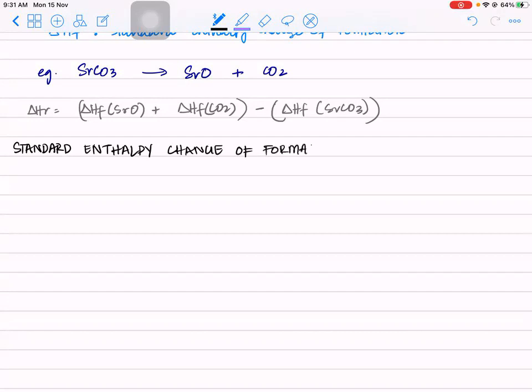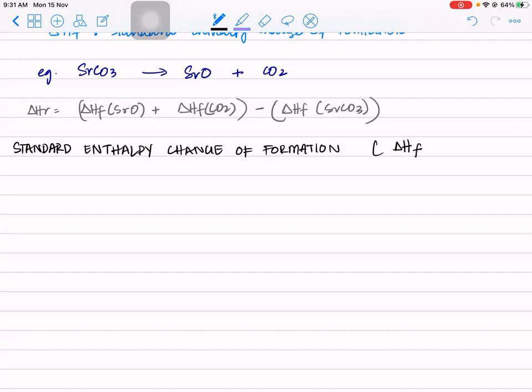This is represented as delta H. Why delta H? Because delta means change in energy. Energy is represented by H. Delta H means change in energy. Because it's energy of formation is why we put an F.